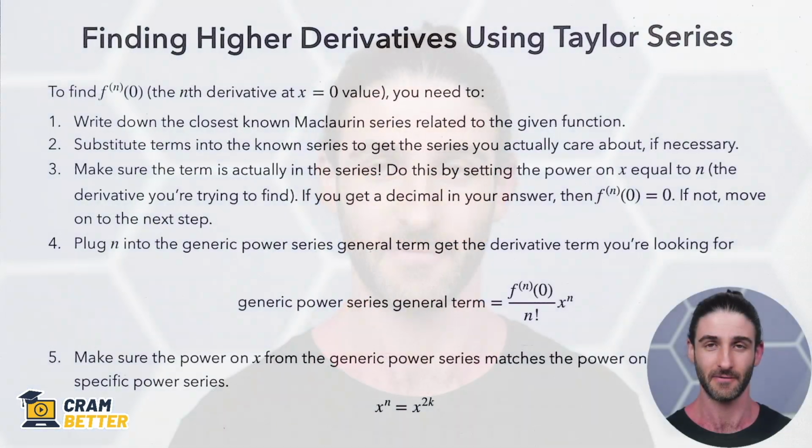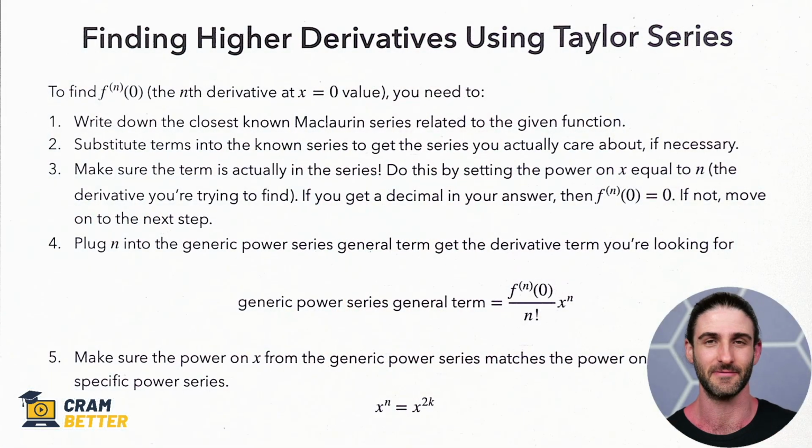We're looking at the most common application of Taylor series, which is finding higher derivatives. So if you've seen some question where you have to find like the 5,000th derivative of a function, obviously, you're not going to take a derivative 5,000 times. There's a pattern that you're going to want to come across.